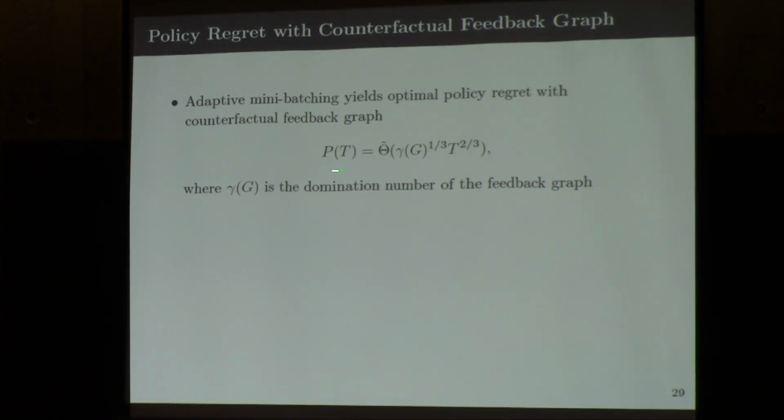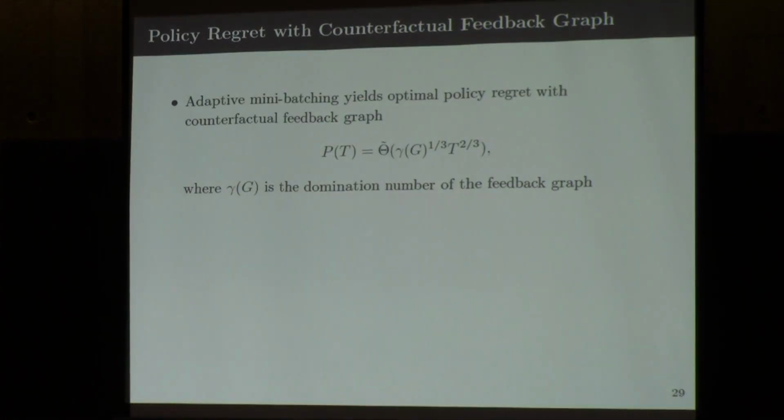Okay? And again, because of this reduction that I discussed from mini-batching to switching cost, what we can show is that the minimax policy regret given a feedback graph is gamma G to the 1/3, where gamma is the domination number, T to the 2/3. Yeah? All right, questions?